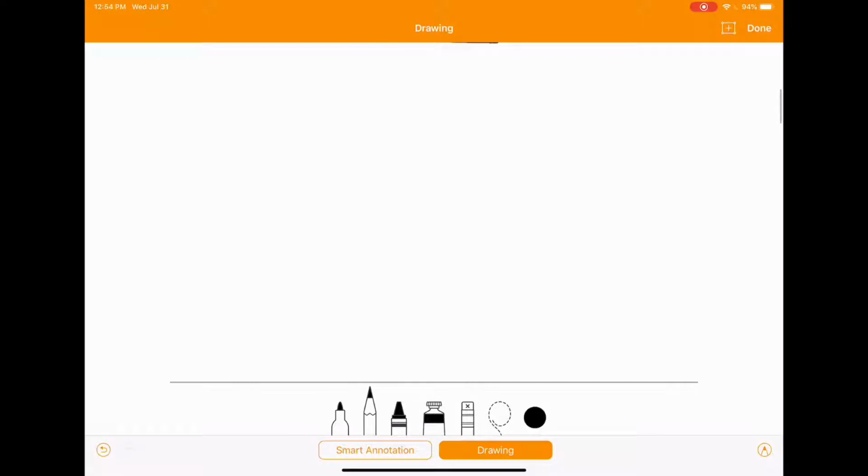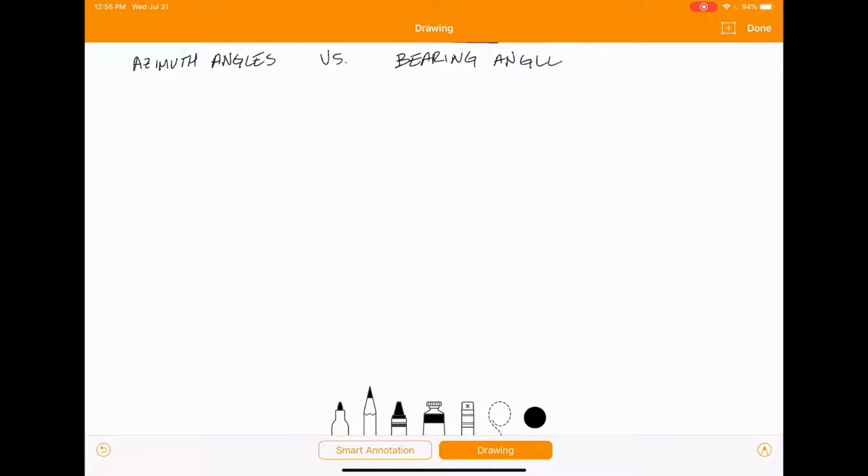So the next thing we're going to go over is our azimuth angles versus our bearing angles. And so really the only difference between these two is where they're being measured from. For your azimuth angles, they're always going to be measured from this axis here going clockwise.